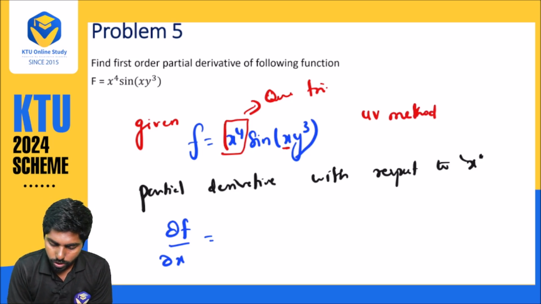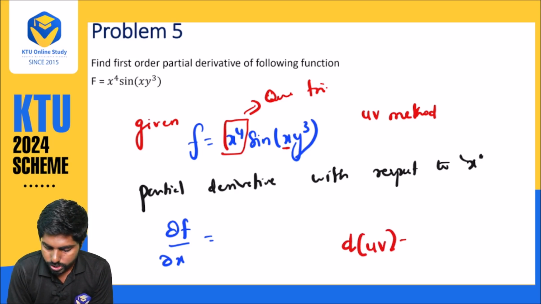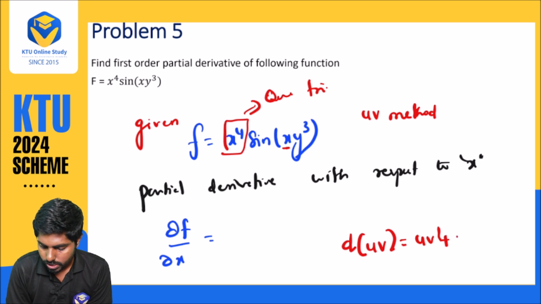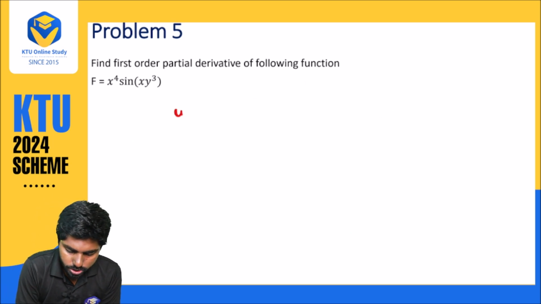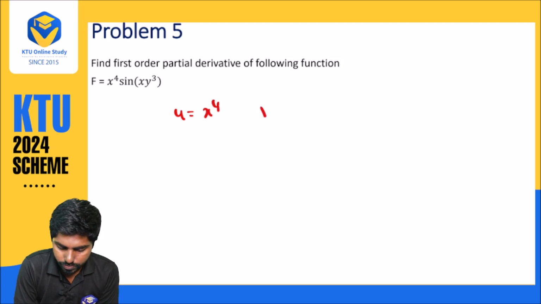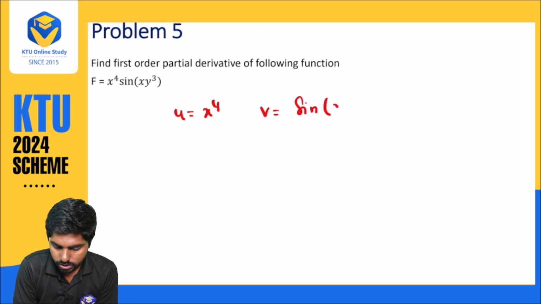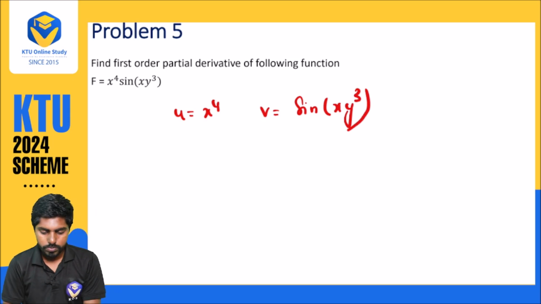So what is the UV formula? Differentiation of UV is U V dash plus V U dash. So what is U? U is equal to, I am taking x power 4. What is V? V is equal to sin of x y cube. This is our UV.